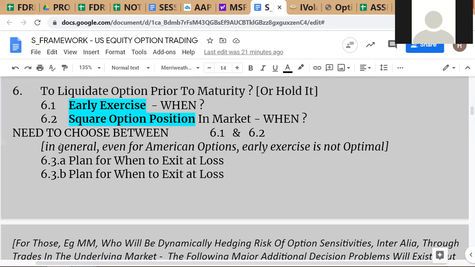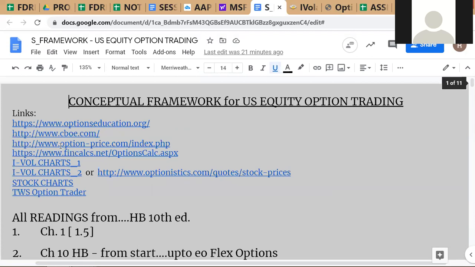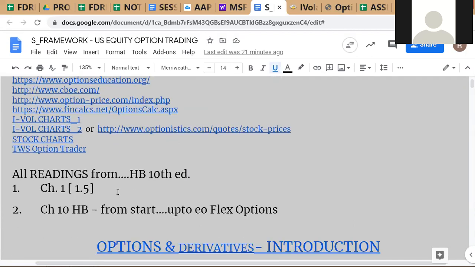So if I have given you the reading, you can read it. I don't know if it's there. Is it there as part of your reading from here to here? Sir, yes, from chapter 10. No, it's after the flex options actually. Margin requirements are after the flex. No need to read it. Follow only what I've given. Just read the material that I've given.